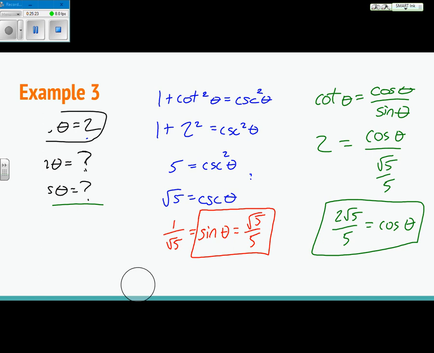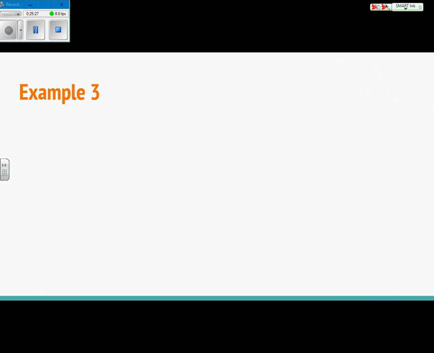All right, let's do one that's a little bit harder. Ooh, I like this one. We did this one yesterday. Sine x is going to be 1/6. I'm wanting cotangent. Let's keep the same variable here. I'm wanting cotangent, and I'm wanting secant.